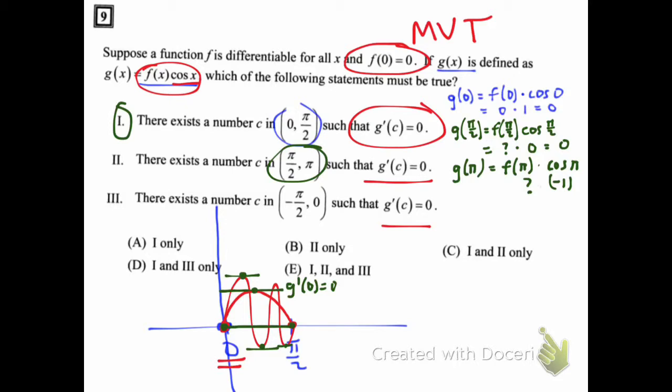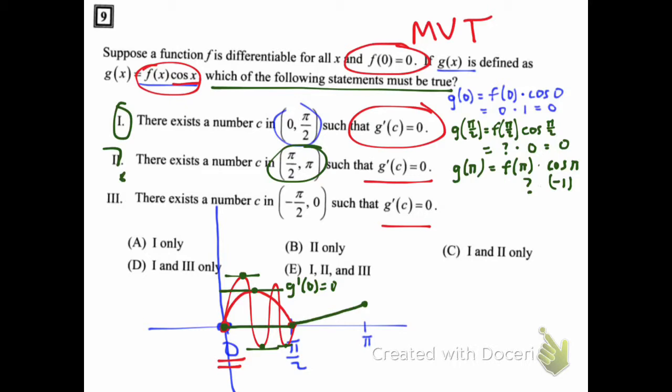So the question, which of the following statements must be true? Well, we're not sure about this one, so that doesn't necessarily have to be true. f of pi could be something other than 0, and therefore g of pi wouldn't be equal to 0. If we put pi over here, g of pi could be somewhere like that, and we might have the graph of g looking like that. We're not guaranteed that we're going to get g prime equaling 0 anywhere in that interval, since g of pi is not 0.